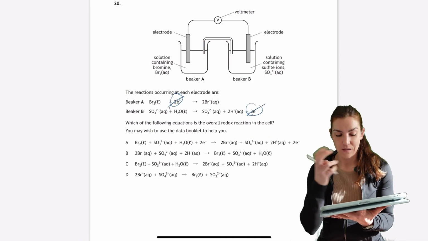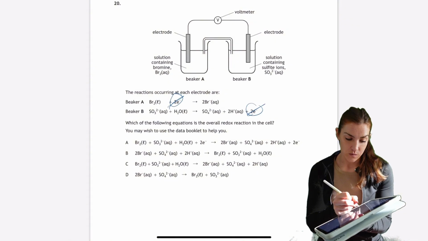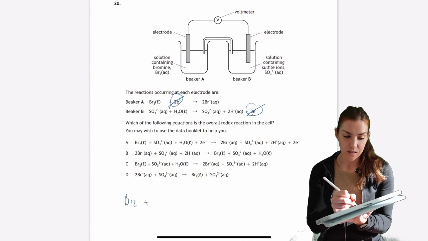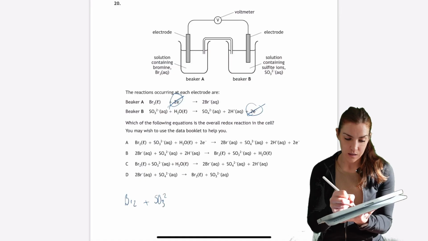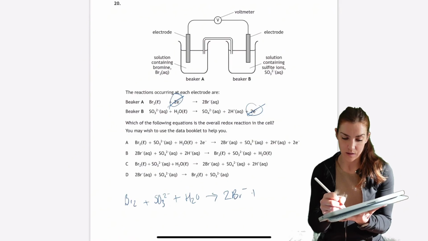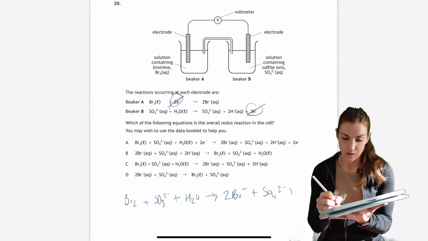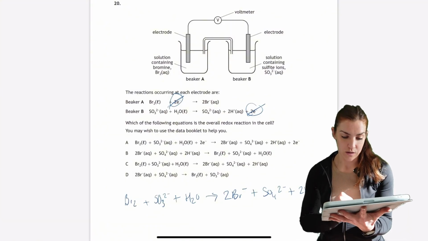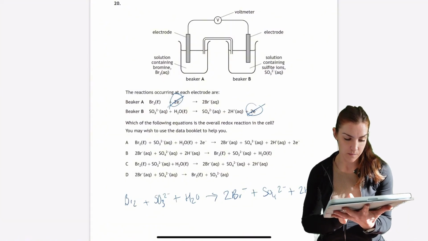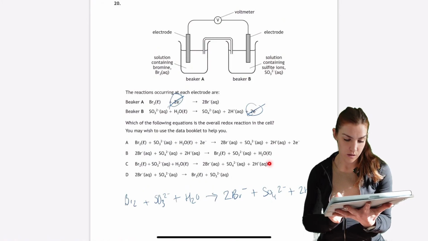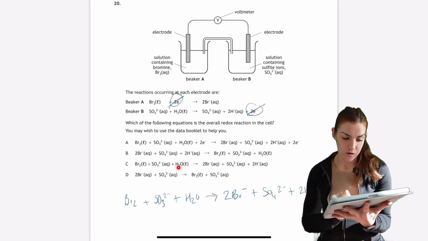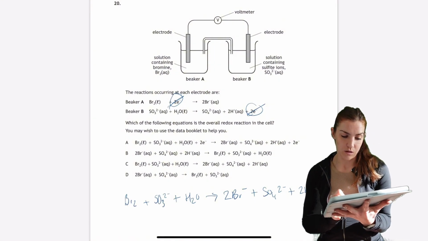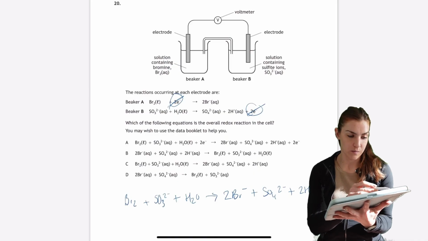So when we cancel those out, we basically then just draw everything in a line together. So we'd have the Br2, I'm not going to write the state symbols here, SO3 2 minus, and then plus the H2O, going to 2Br minus plus SO4 2 minus plus 2H plus. So then you would just look through your answers and try and find the one that fits that. So it looks like it's going to be, yes, C. And you just want to make sure that the charges or the formulas of the ions are the correct way around, because sometimes they will put ones in that look like it could be the answer, but the formulas of some of the ions are a bit wrong.